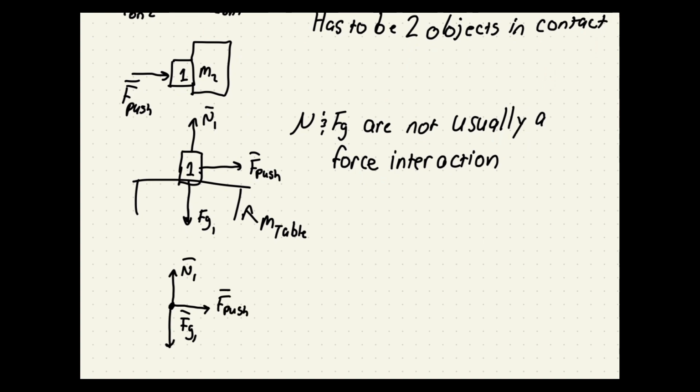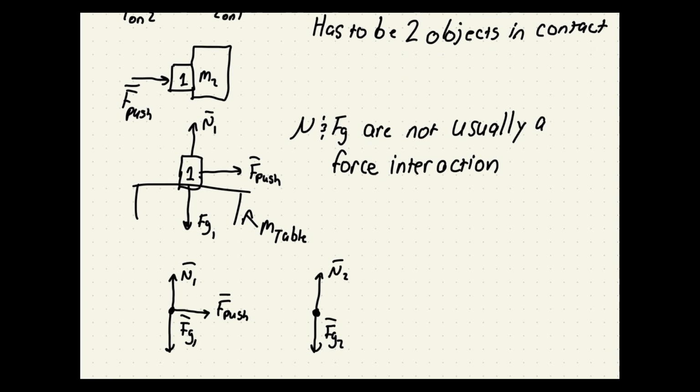And then something else is happening, but we'll get to that in a moment. On the other mass, I will have a normal force as well, N2, and a force of gravity, Fg2. And I know that this second mass will also be moving. Let's say I push mass 1, it causes the whole system of both masses to move with some constant acceleration.